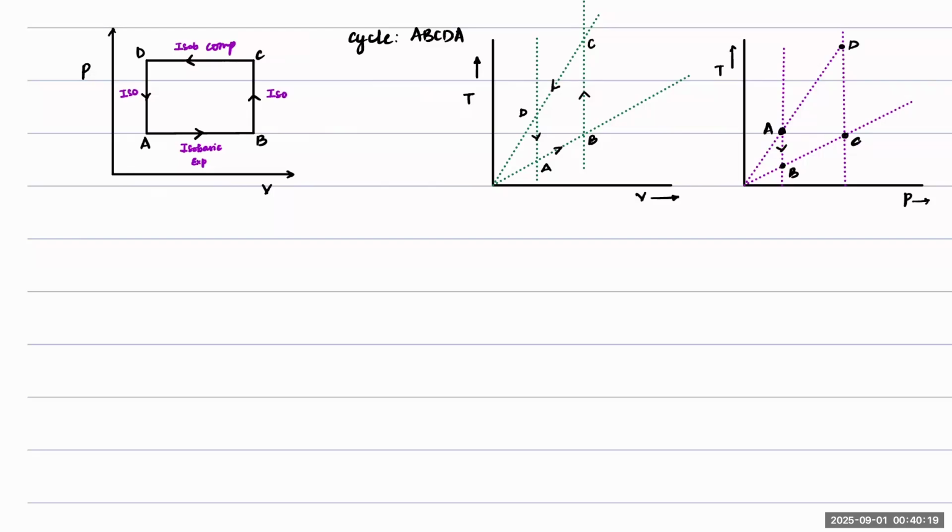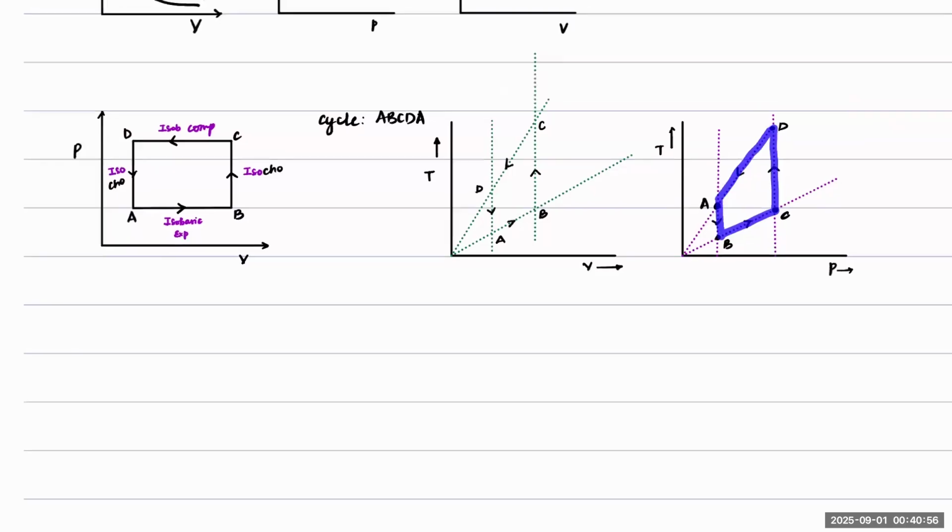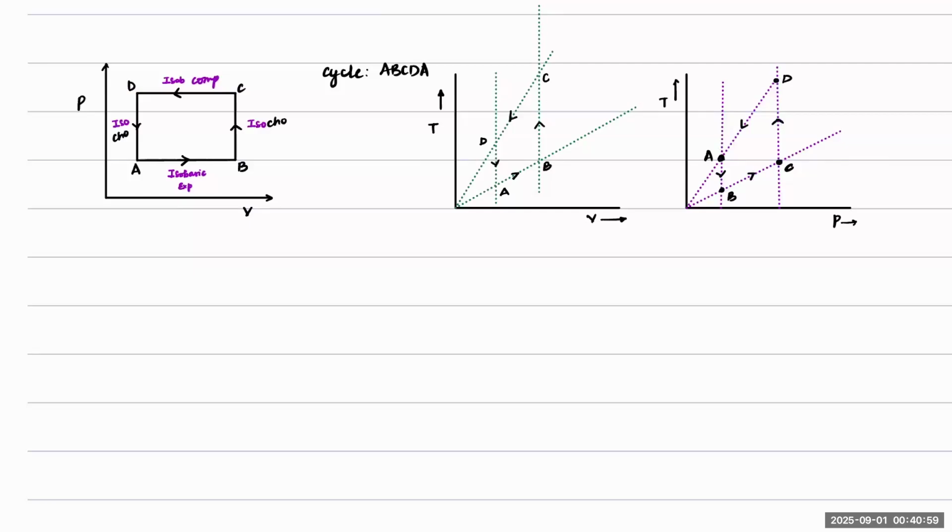See, A to B, it is isobaric expansion. Next, B to C is an isochoric process. Then C to D is again isobaric compression, and D to A is isochoric process where we have a constant volume. Got it? So this is the graph. The transformation is clear, everybody?